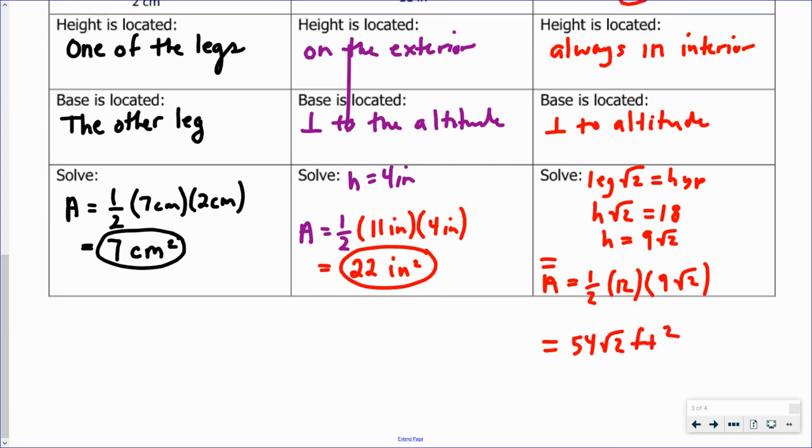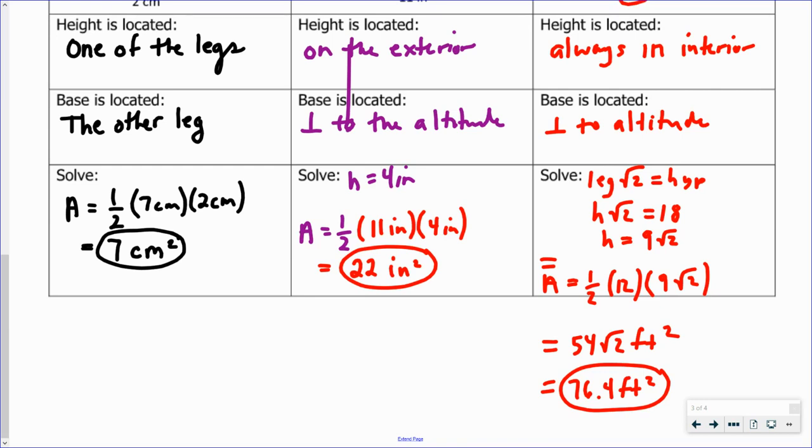Realistically, that's not a number that you're going to be working with if you're dealing in areas. You're going to want a decimal approximation, and 76.4 square feet makes a little bit more sense. If you multiply 54 times the square root of 2, that gives you this decimal approximation. These are just some things to keep in mind when you're solving area problems that involve triangles.